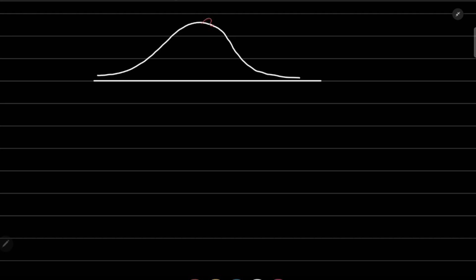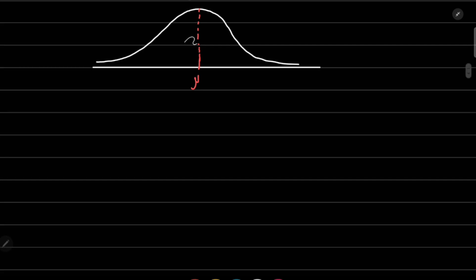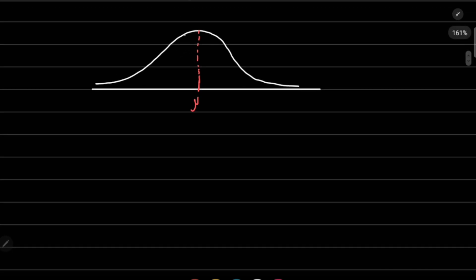So firstly, if we notice, the shape is symmetric, and it's symmetric about the highest point. The highest point is where the mean is. So there is the same shape on the left and right of this point. So the graph is symmetric, and it's symmetric about the mean.